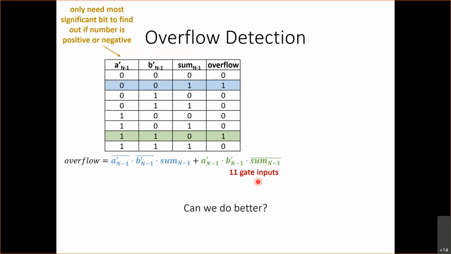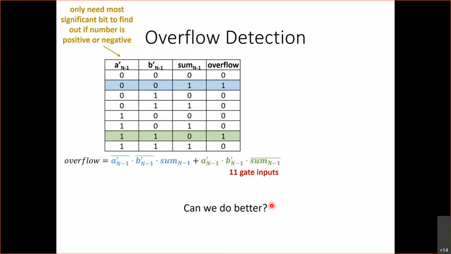Okay, can we do better than this? The question is, can we have a simpler circuit for detecting overflow? And the answer is yes, we can actually do a better job than this. We can come up with a simpler circuit. And the trick is not using a Karnaugh map. This is the simplest equation that you will get from a Karnaugh map.